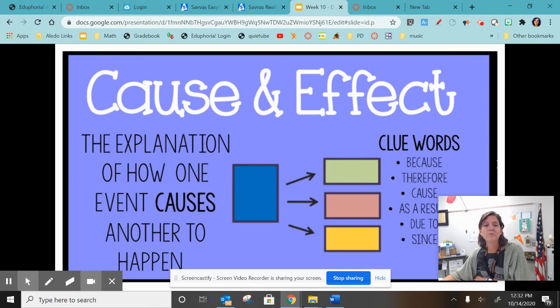Cause and effect, and we have a cause and effect map here in Alito called a flow map or a multi-flow. And this is where we explain how one event causes another event to happen. So words like because, therefore, cause, as a result, due to the fact, or since something happened, you are going to be looking at cause and effect today, actually, in the story that we read.